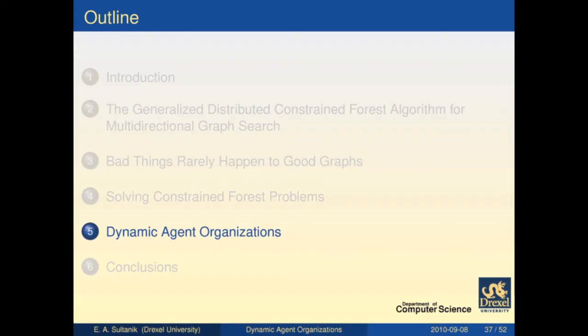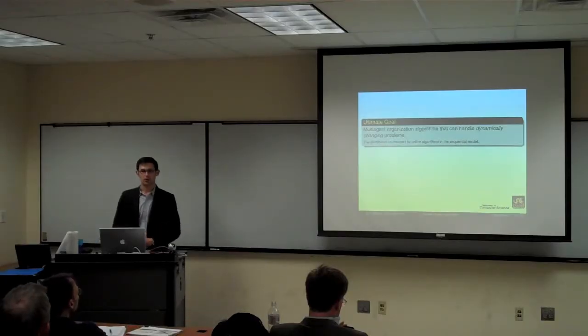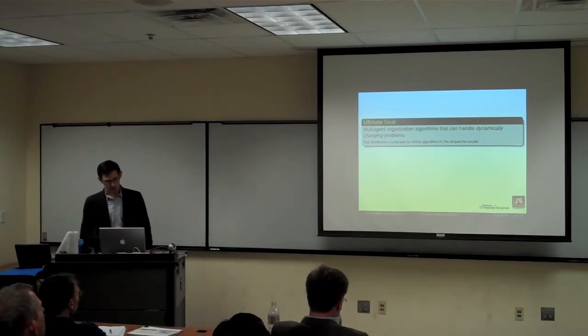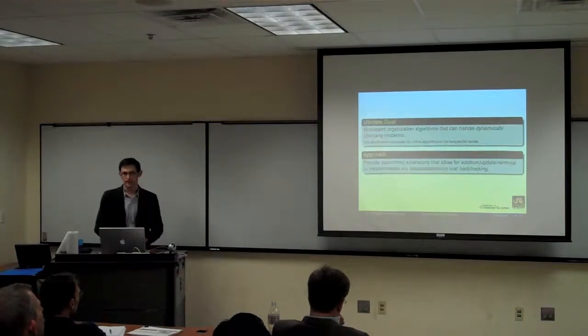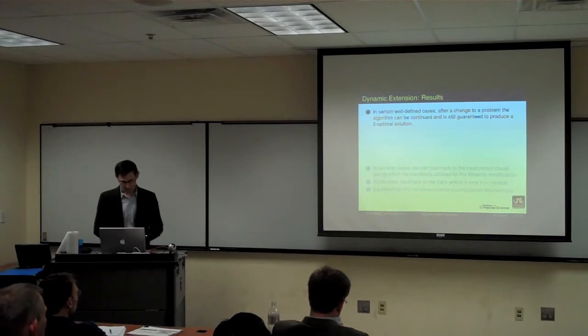So now I'm going to talk about what this whole thing has been leading to, which is the ability to solve these problems as the problem is actually changing. And in a sense, this is the distributed counterpart to online algorithms in the sequential model. And the approach for doing that is to provide algorithmic extensions that allow for the addition, update, and removal events of vertices and edges, via a super stabilizing algorithm and adding a form of backtracking to the search.